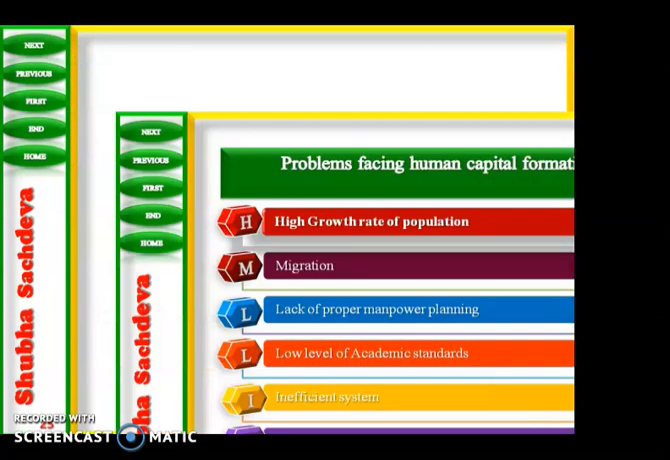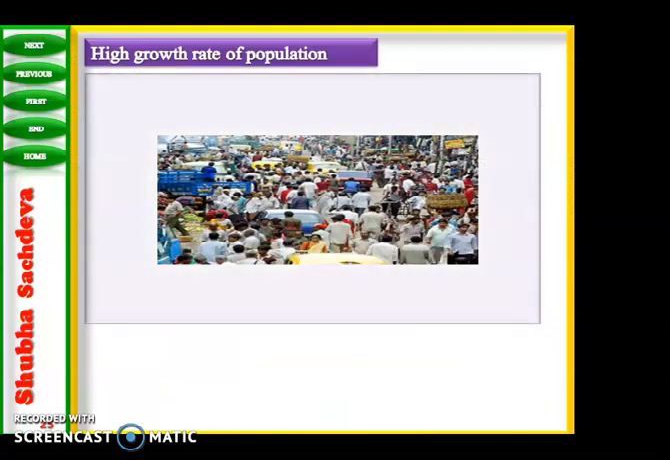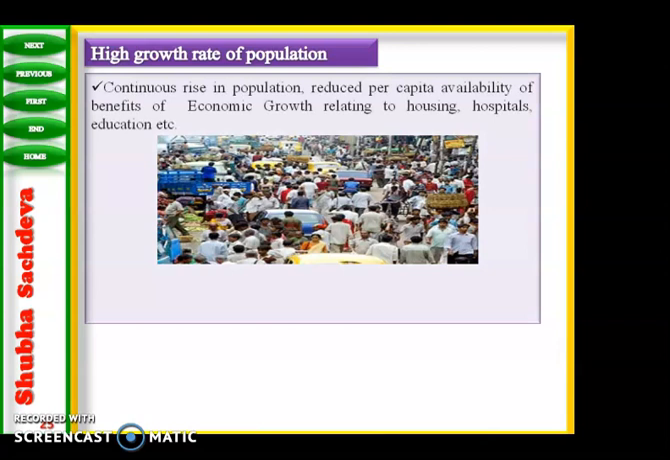Let's start with the high growth rate of population. Continuous rise in population reduces per capita availability of benefits. Benefits of what? Benefits of economic growth. Per capita availability means per person availability. As the economy grows, production increases, income increases, GDP increases. The benefits are housing, hospitals, education. All these benefits of economic growth are not reaching every person. Per person we are not able to give these benefits. So continuous rise in population reduces per capita availability of benefits.